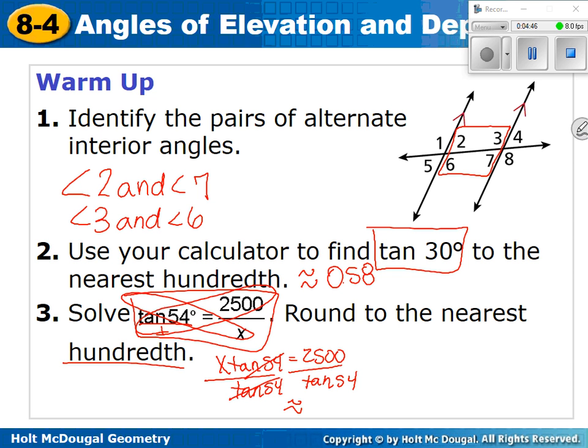I'm sorry, one more time. 3.77? Okay, double check that again, Gavin. 2,500 divided by tangent 54. Okay, 816.36. And were there any units in this one? No, there was not. Did you get it that time? Yeah. Okay. Yeah, so be very, very careful. Any questions?